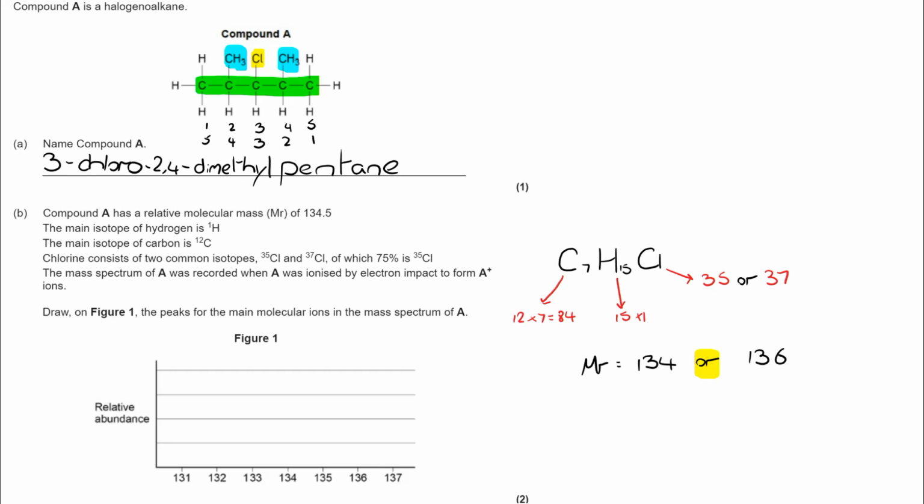Now that tells me that I know where my 2 peaks are going to be, but I still need to consider the relative abundance. Now we already know that 75% of the chlorine is chlorine 35. So that means it's a 75 to 25 ratio or a 3 to 1 ratio. So my abundance has to reflect that. And my line at 134 should be 3 times the height of the line at 136.